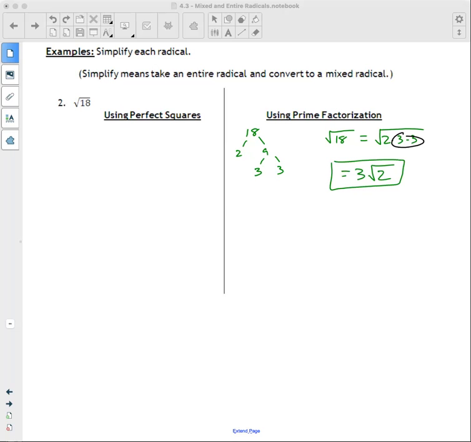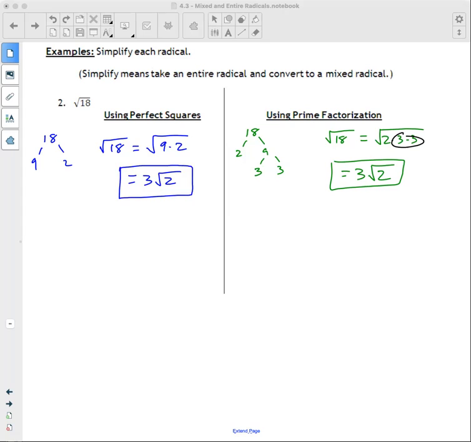Again, 2 is a prime number, so we're going to leave that alone. Okay, so 18, how can we break 18 down? I know it is 9 and 2. So root 18 is equal to root 9 times 2. There we have a root 9, which we can bring outside because it's a perfect square. So that is going to equal 3 root 2.